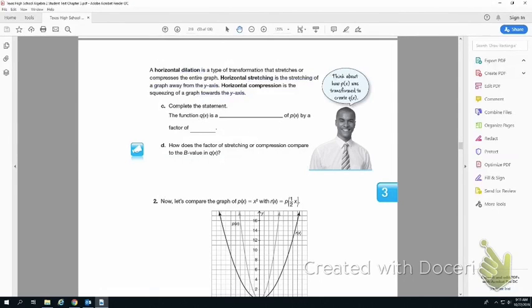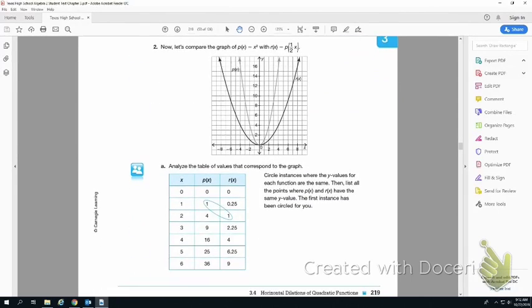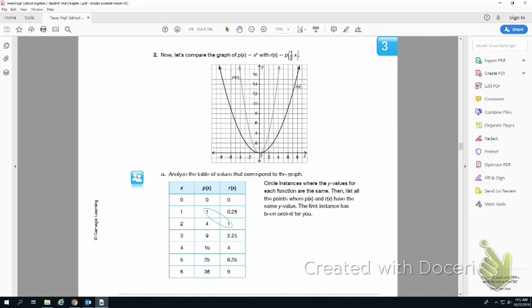So let's look at the next example. So now the b value is 1/2 instead of 2. Look at the effect that it has on the graph. Again, your parent function is the gray one. So the one that has the dilation looks wider. So let's do the same thing here. I've got (1, 1) and (2, 1), (2, 4) and (4, 4), (3, 9) and (6, 9). So those are the points that we're looking at and comparing.